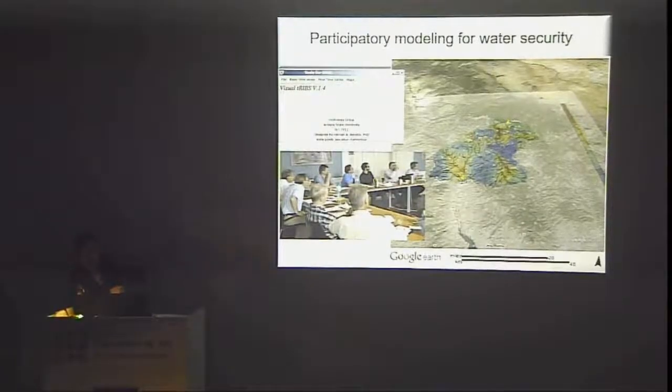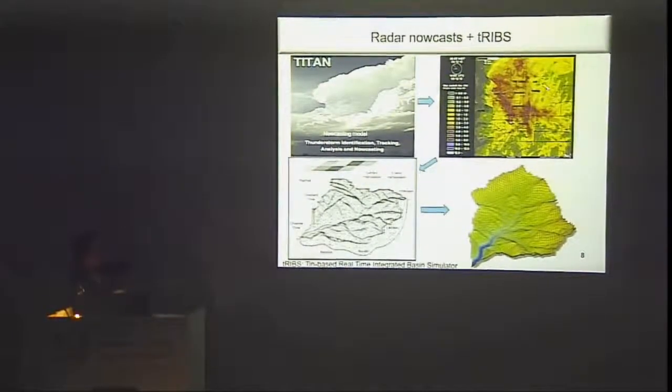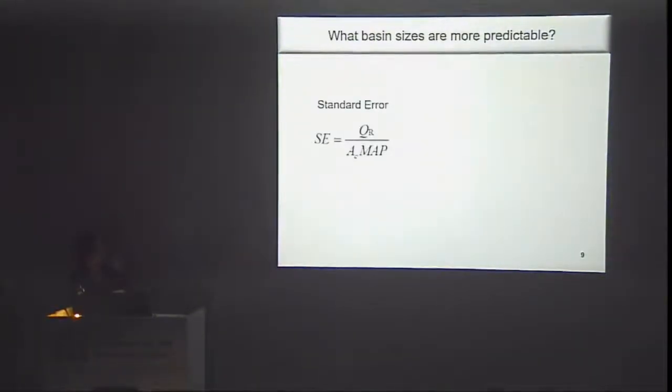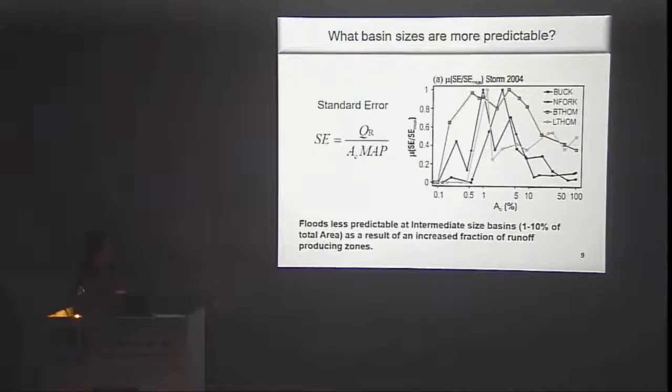Of course, decision makers and policy makers meet frequently with us and take a look at the maps that we obtain, the projections, and they make decisions accordingly. We're also using our models to introduce radar nowcasts and then get predictions of flow. In a recent paper, we found out that the basins that are less predictable are the middle-sized basins that coincide with the size of the clouds, not the smallest, not the largest, but the middle-sized basins.